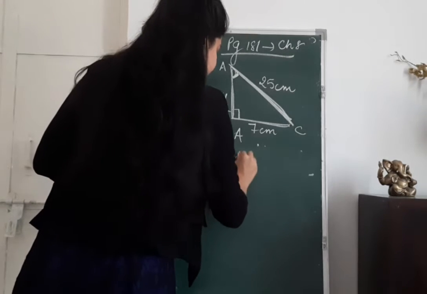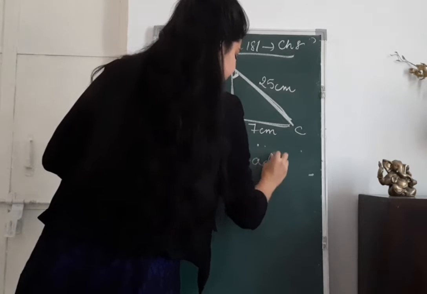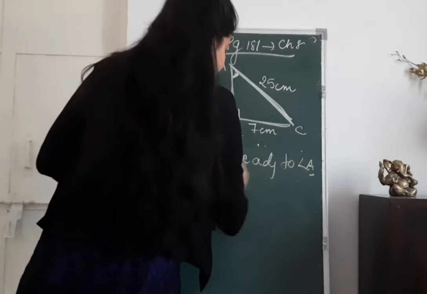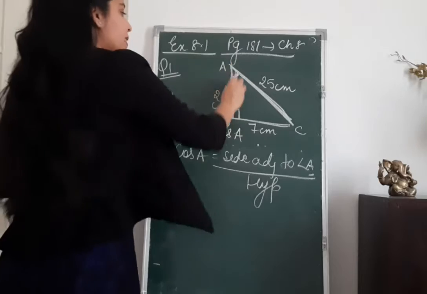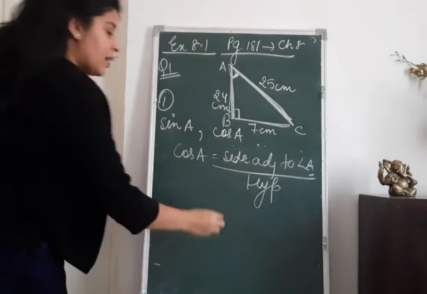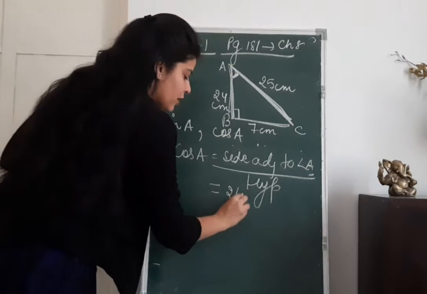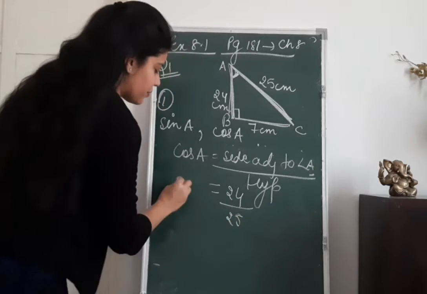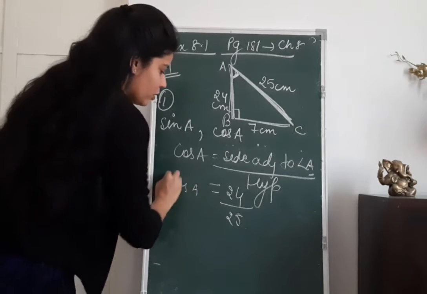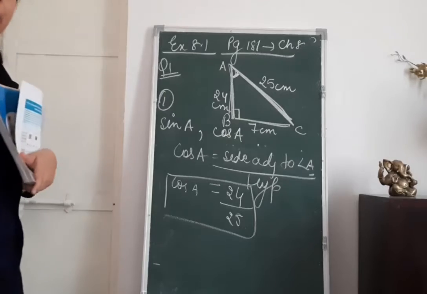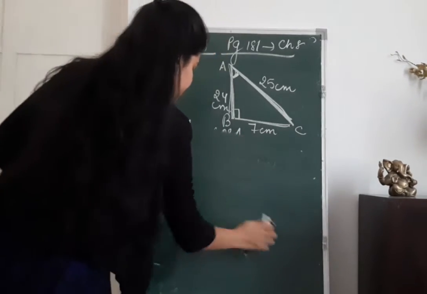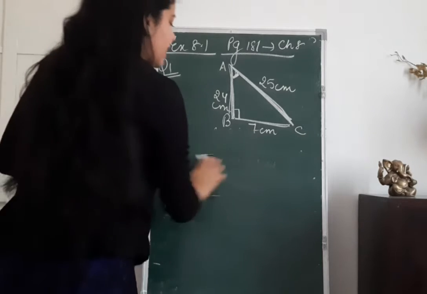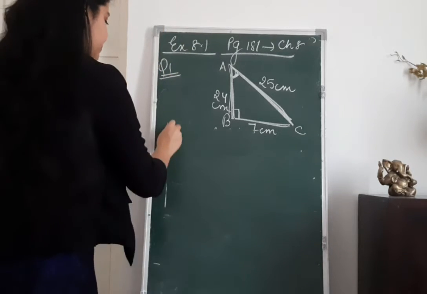Now what will be cos A equal to? Cos A is side adjacent to angle A upon hypotenuse. Which side is adjacent to angle A? This side is adjacent to angle A. That is 24 and hypotenuse is 25. So cos A is equals to 24 upon 25. Let's move on to second part.